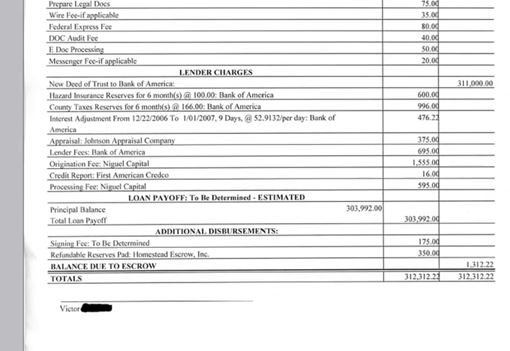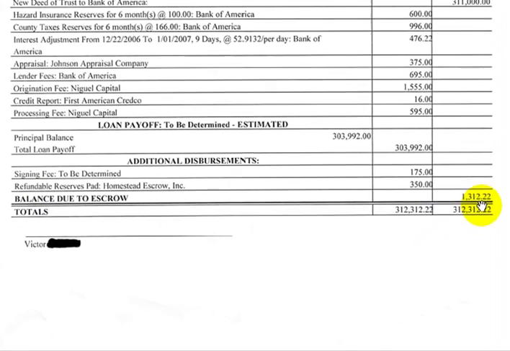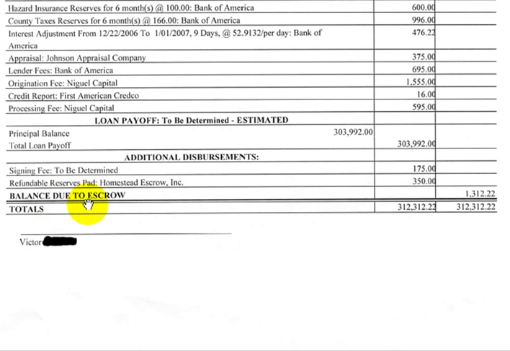At the very bottom of this, when everything's tallied up, it's going to have a balance down here. Now this one says balance due escrow, and that's that amount. What that means is that the borrower has to bring in that much money in order for the loan to close. Sometimes they have to pay money, sometimes they get money back, but balance due escrow always means that they need to pay money to close the loan.